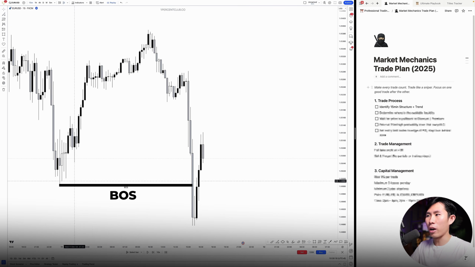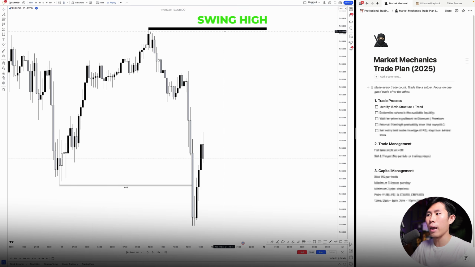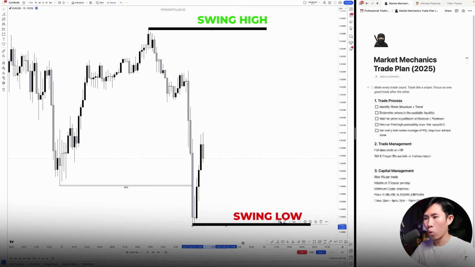Now, once we got this bearish break of structure, this is where we can identify our 15-minute swing high and our 15-minute swing low, right? So this is the 15-minute swing high because this is the highest point that led to the break of structure. Okay, so this will be our new 15-minute swing low right here.